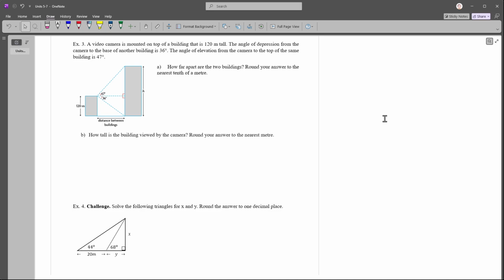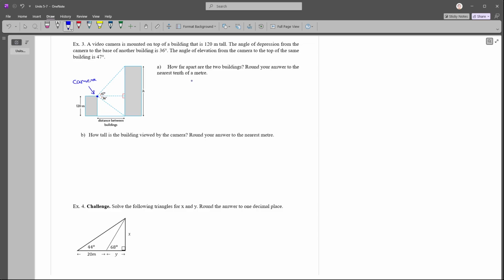Okay, so imagine that we have a video camera, and that's going to be mounted on top of a building that is 120 meters tall. Now we can see that this is the 120 meter tall building. So that's going to put the camera right there. That's our camera. There we go. All right, so the angle of depression from the camera to the base of another building is 36 degrees. Filled out nice for us. We can see that, 36 degrees. The angle of elevation from the camera to the top of the same building is 47 degrees.